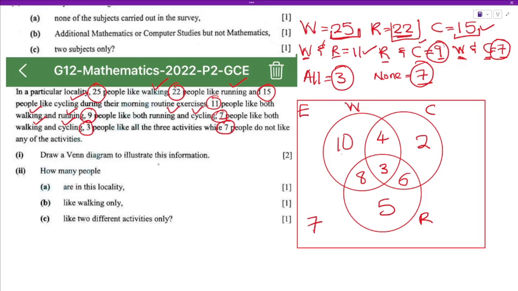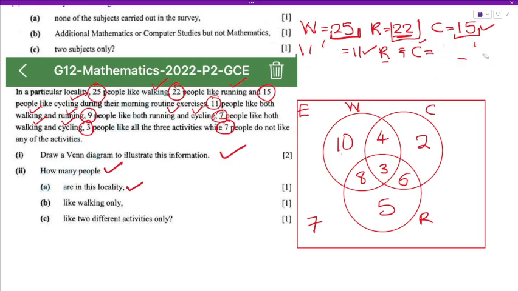Okay, so we're done with this one. How many people are in this locality? So we add everything. Don't add these numbers up here for the individual sets. You need to add all the values inside the Venn diagram. That will give you the total number of people who are in this locality.